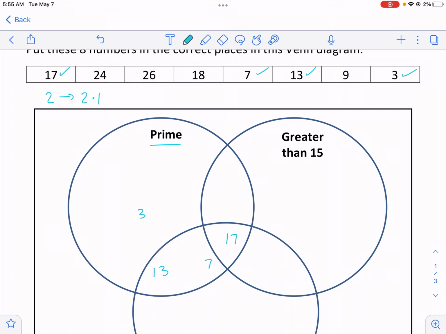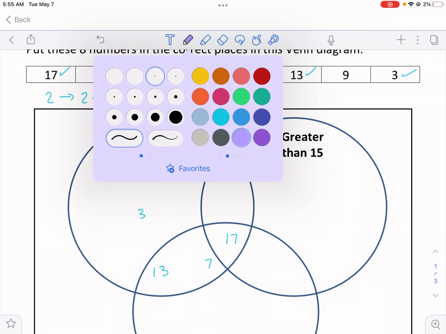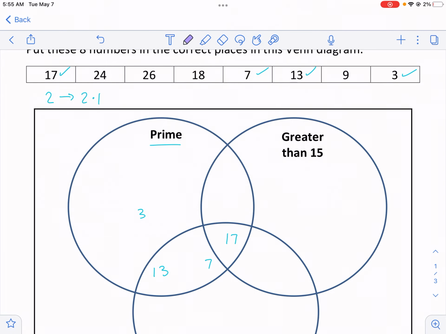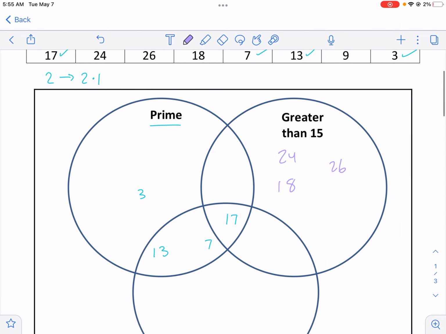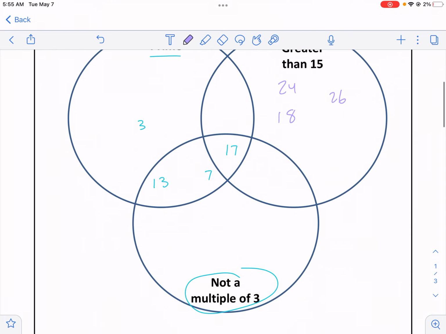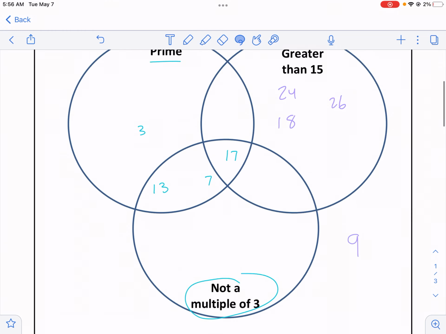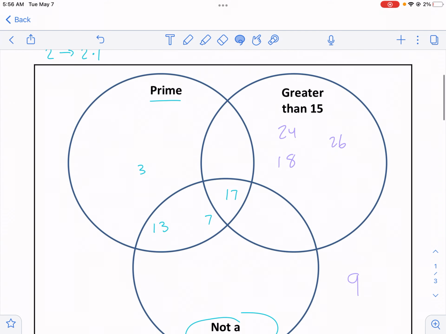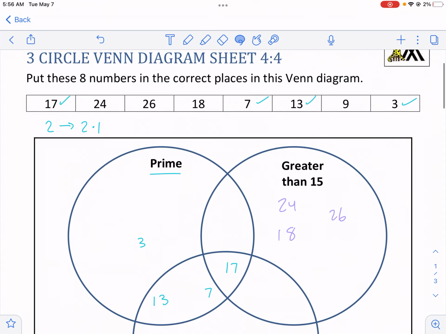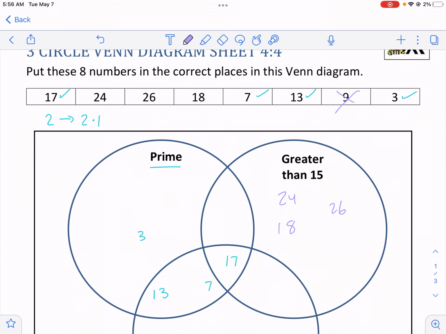I'm going to change colors actually. So we have numbers that are greater than 15. That's 24, 26, 18. 9 is not. So I'm going to put 9. Actually, where can I put it? Can I put 9 here? No. 9 is a multiple of 3. So actually what I'm going to do is put this outside. So 9 is not prime. 9 is a multiple of 3. And 9 is not greater than 15. Therefore, it needs to go out. Okay? So I'm done with 9. 9 firmly goes outside. Doesn't belong in any of those categories.